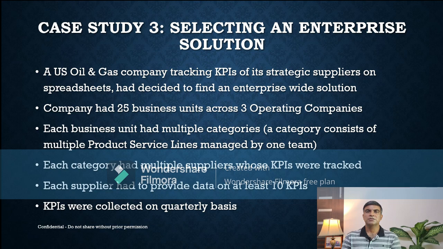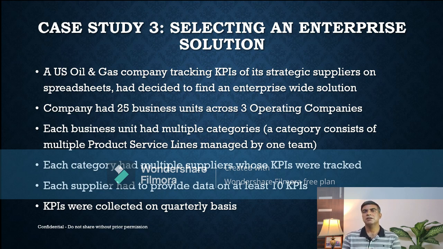This case study refers to a US oil and gas company, the same company that I was referring to earlier, but this was in the headquarters in Houston. The company was tracking KPIs for various core and strategic suppliers on different aspects of performance, and these KPIs were being tracked in individual spreadsheets across the company. So the company had 3 operating companies with 25 business units in total, and each business unit had multiple categories.